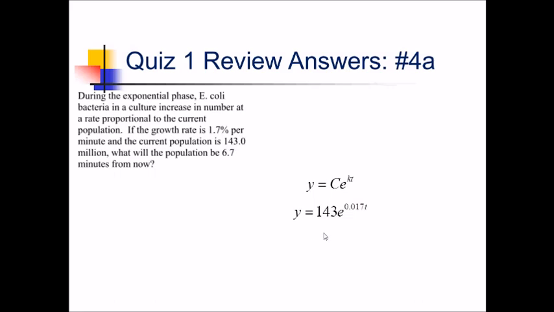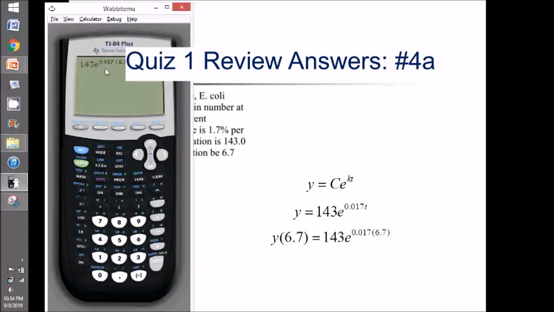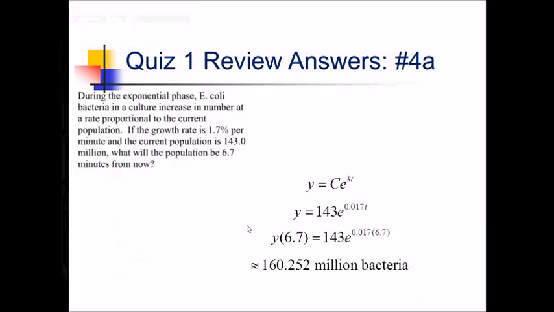So plugging that all in, we just have to basically plug in 6.7 for t, and now just do it out on the calculator. Letting our calculator take care of the number crunching here, we come up with 160.252, and that's going to be million bacteria.